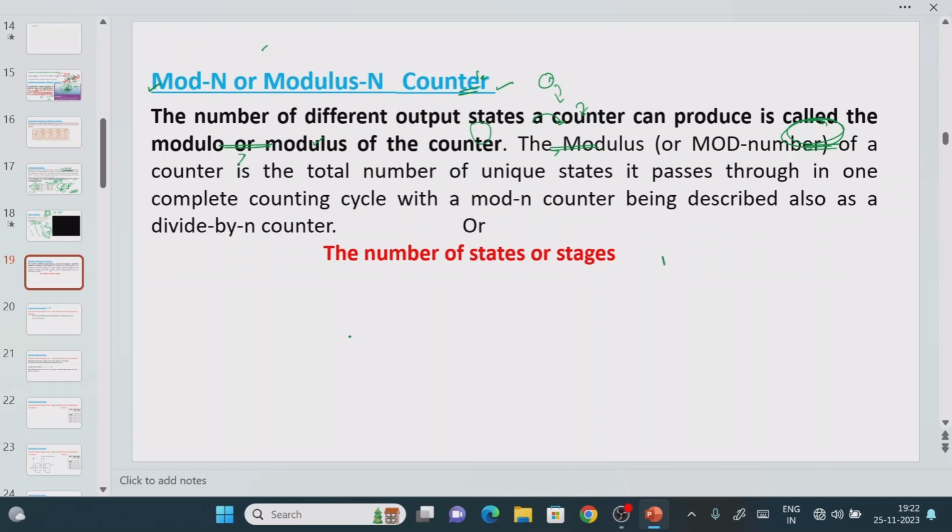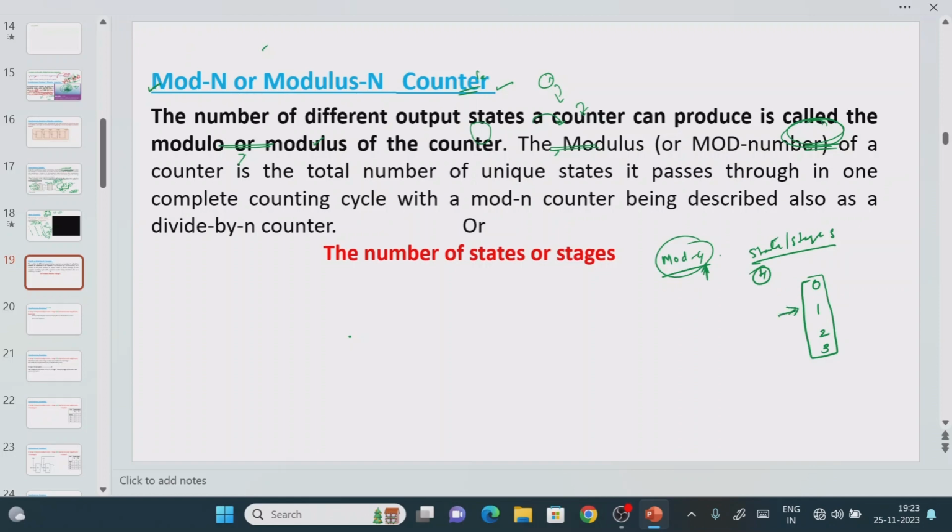Suppose the given question is mod 4, right? 4 means how many states it will perform, or we can call them stages or counts, whatever it may be. 4 counts, right? It means the count will be 0, 1, 2, 3. So this is what we call the number of states or number of stages. So mod 4 means it is going to perform 4 counting operations.